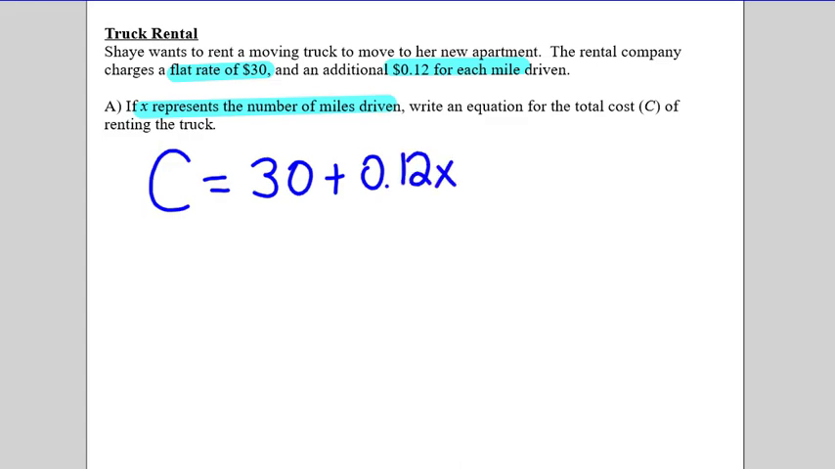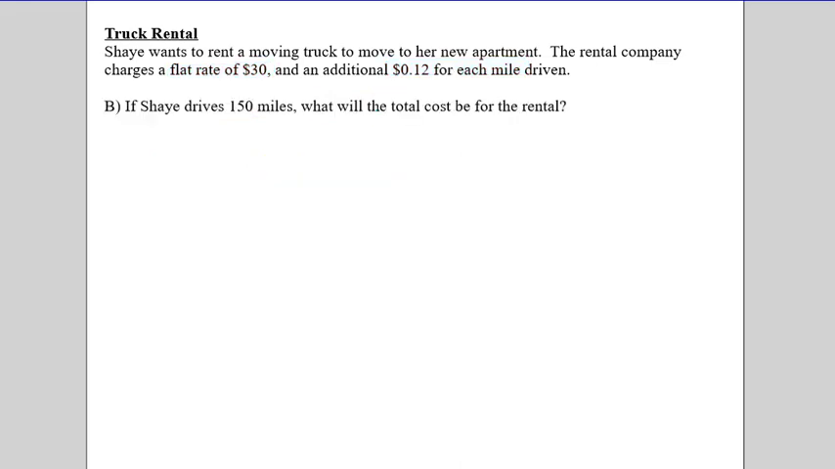Now, often you'll see this rewritten as the cost equals 12 cents times the miles plus $30. They're the exact same expression. It's the flat rate plus the cost times however many miles you go. So then the question comes down to, well, what's the total cost?